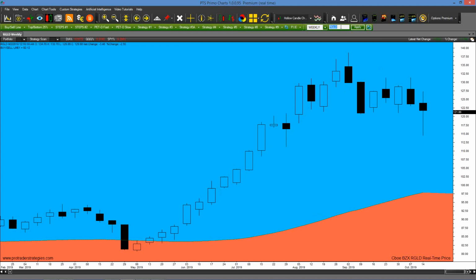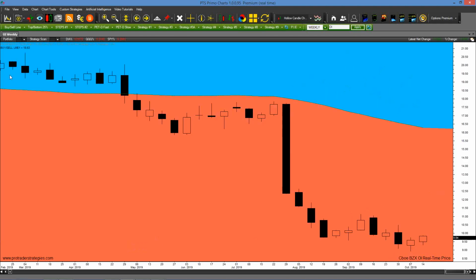One more weekly chart. Let's look at OI, okay? OI. All right, we were above the 50-period moving average coming into May, and then we had 1, 2, 3 closes below here, roughly around $17. Stock is now down to 9, okay?